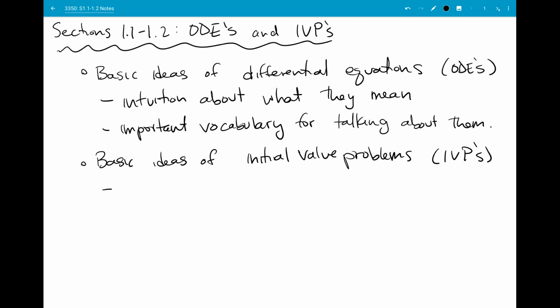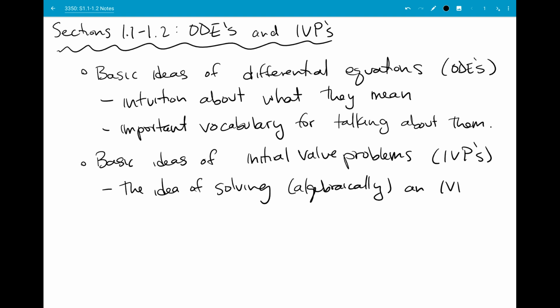And so that's going to also come down to two different things. The first is going to be the idea of solving algebraically one of those initial value problems. We'll talk about why you want to do that and why we think about this additional type of problem every time we talk about differential equations.